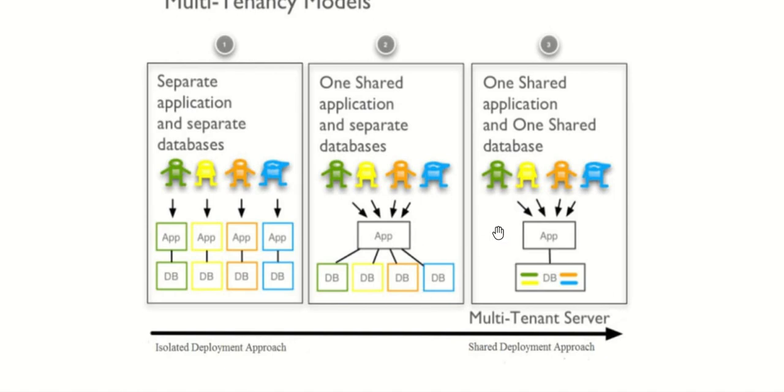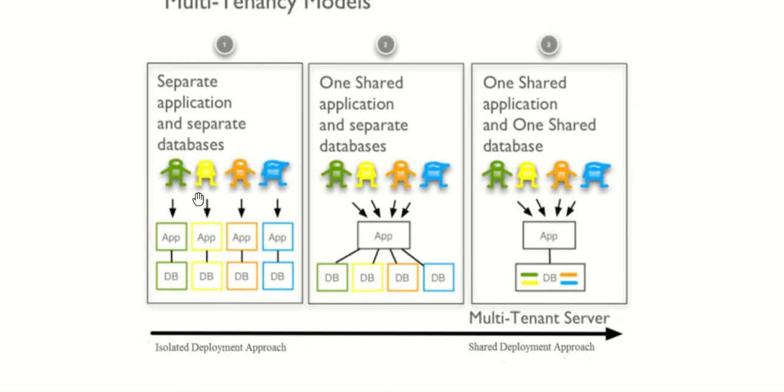Then comes one more model, which is called one shared application and one shared database. Again, not a recommended way, but this is also an option, where only one instance of the application will be running, and there will be only one database, and this database contains all your clients' or tenants' information or data. So that is just a high level explanation of how things will go. Now see the deployment approach and how it goes.